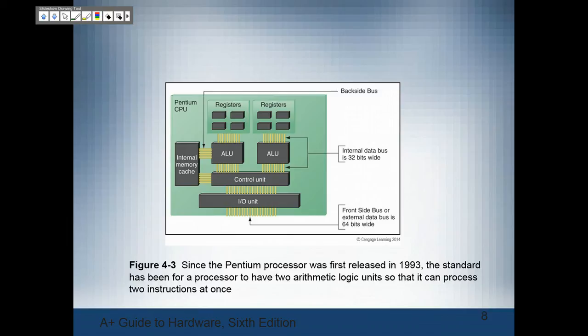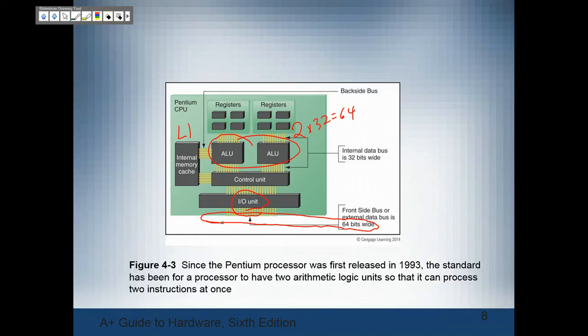An image here of what goes on, the things that we talked about, we'll see if this thing works: the I/O unit, the control unit, and in this one we have the 2 arithmetic logic units. The internal memory cache, and this would be the L1 cache, would be in this. It's an internal data bus, 32 bits wide, and when we take 2 of these, 2 times 32 gives us the 64-bit architecture. The front side bus down here is 64-bit. So the 64-bit goes to the I/O unit.